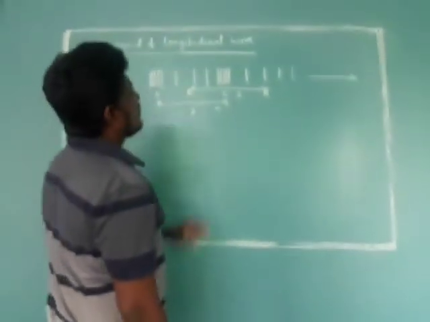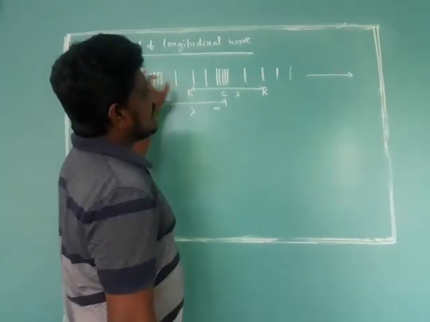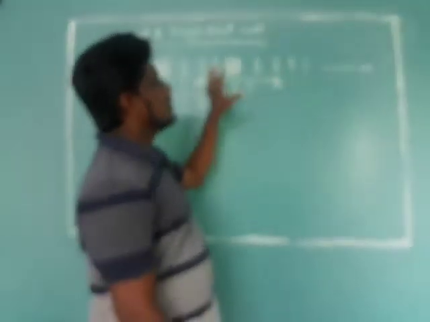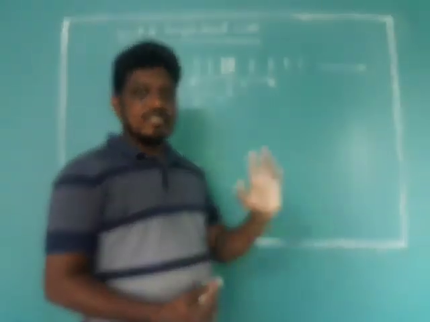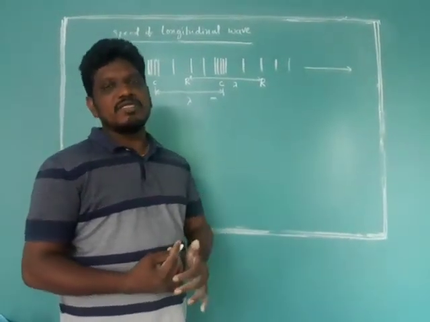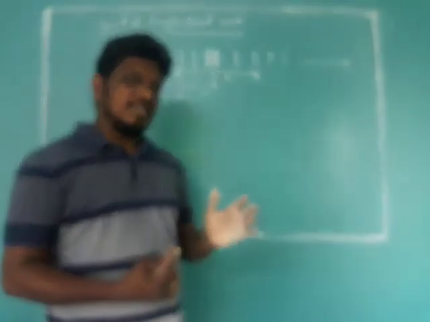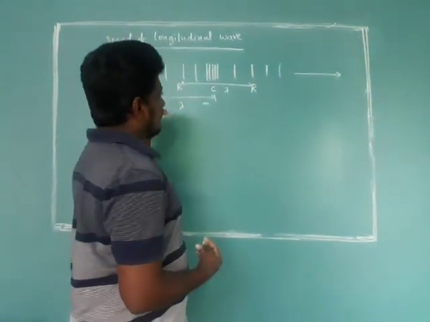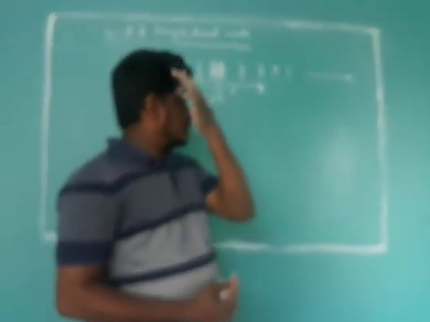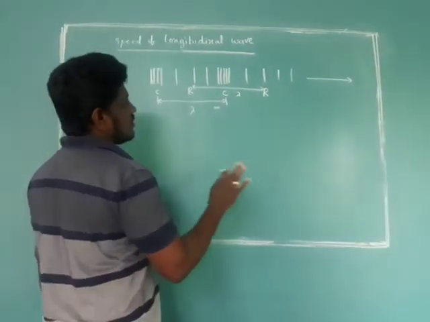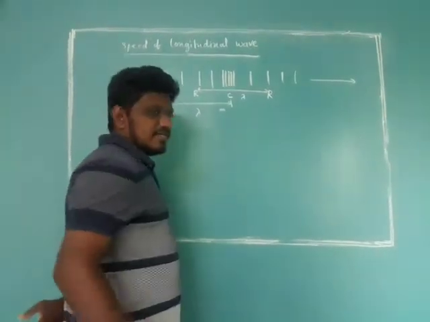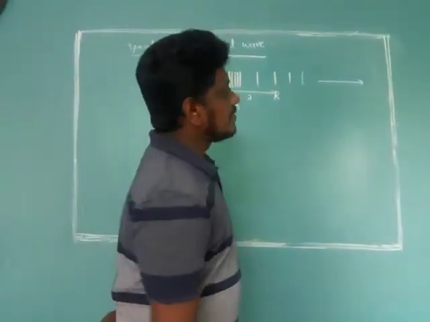For the speed of the longitudinal wave, the medium plays an important role. Speed of the longitudinal wave depends on properties of the medium, as we discussed in the speed of a transverse wave on a string, how that speed depends on the nature of the string. For the longitudinal wave also, the speed depends on the nature of the medium. Inertial property of the medium is the density of the air.